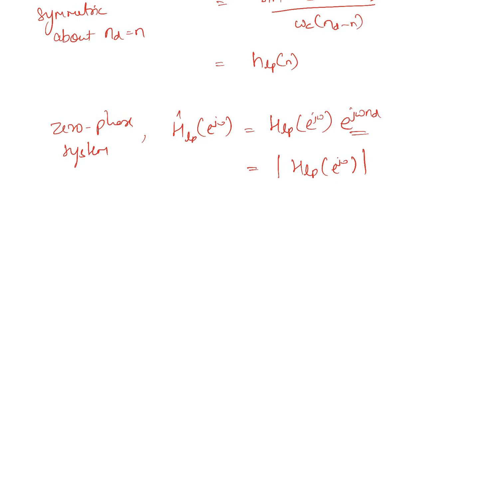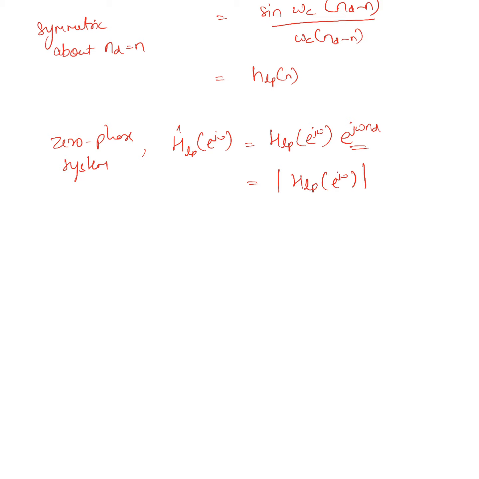Now if we see the time domain of this h hat lp, it is given as small h hat lp of n equals sine omega c n divided by pi n, which is nothing but h hat lp of minus n. So that's why it's an even sequence.